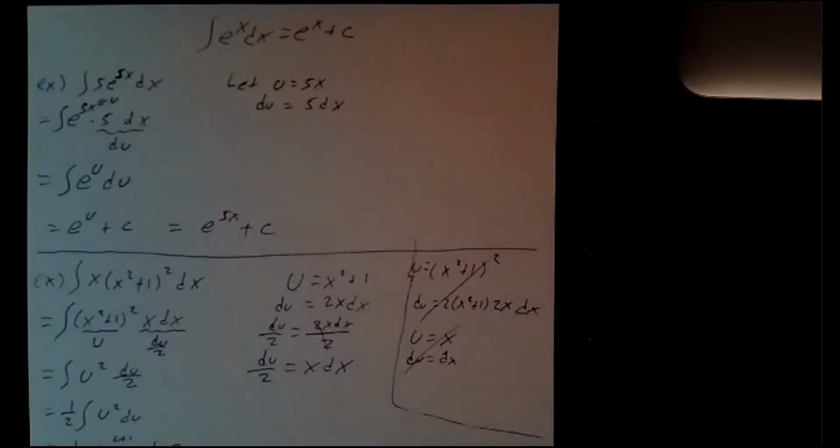Or if I chose, let u be x, du equals dx, that doesn't help me at all. It's the same question, it would just have u's everywhere. That would also be wrong. So you can try different things and then check, does the du appear anywhere? And if not, pick something else.